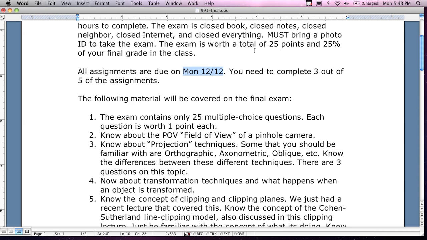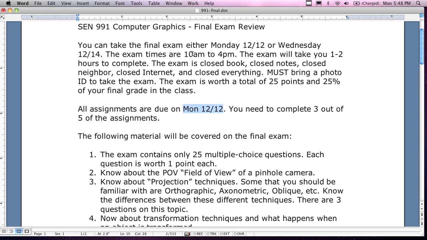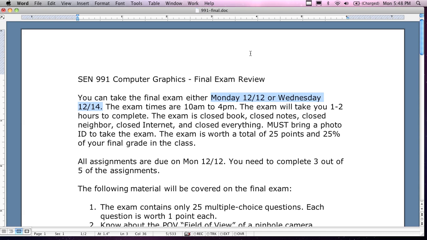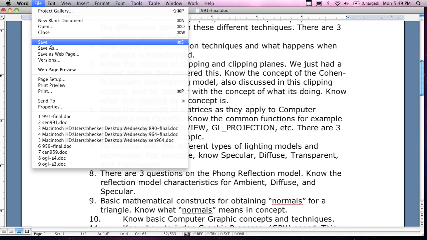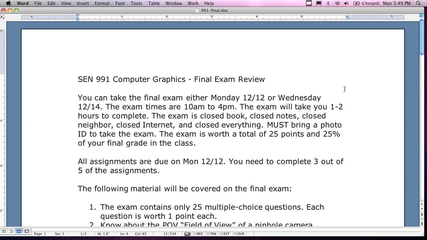So if you don't want to take it on Monday, you can take it on Wednesday, the 14th. Both of the days are open for all sections, and the time is open between 10 o'clock a.m. and 4 o'clock p.m. If you're taking multiple classes with me, you can take multiple exams at the same time, come in at 10 o'clock in the morning and stay all day if you want. You're not limited to 1 or 2 hours. You can take as long as you want, but it is closed book, closed notes, closed internet, closed neighbor. It will be a quiet environment in the room, and you will have to show your ID, unless I know who you are. If there aren't any questions, comments, or concerns, we are done for today.